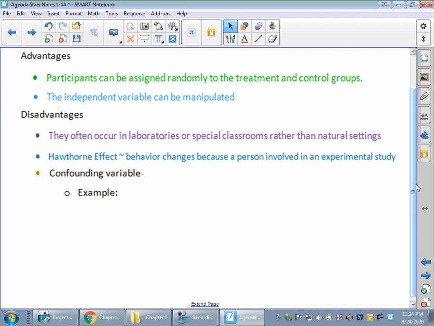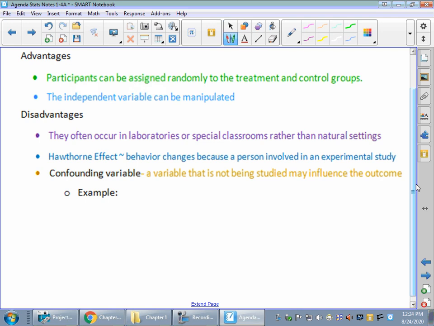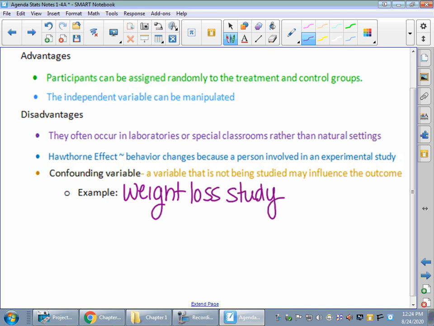A confounding variable is an interesting thing. A confounding variable is a variable that is not being studied but may influence the outcome. So let's think about something that might be easier to wrap our brains around. Let's say that we're doing a weight loss study, and our independent variable, the variable that's being manipulated, is diet. How and what you eat.